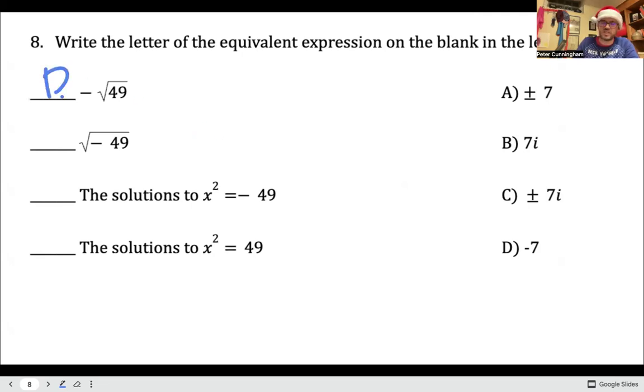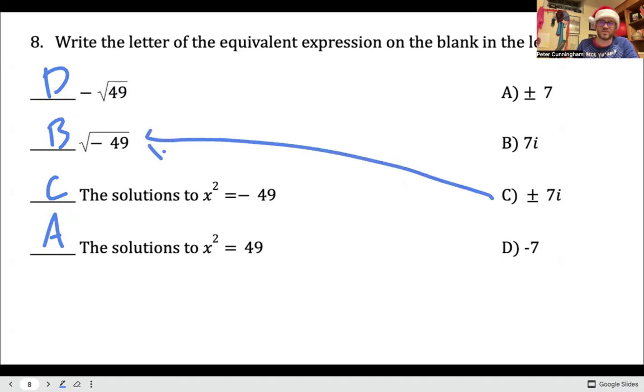For this, we got D, B, C, and A. Although I'm not a big fan because I think C could actually be argued for this one as well. So if you get a question like that on the test, raise your hand. Let's chat.